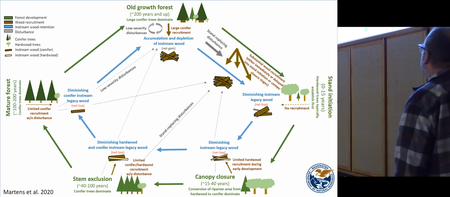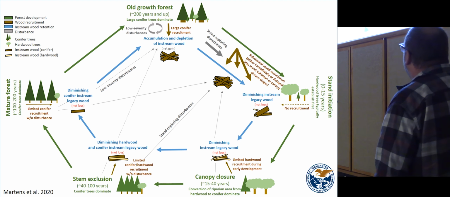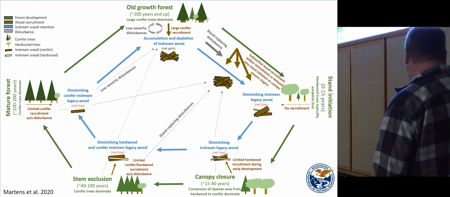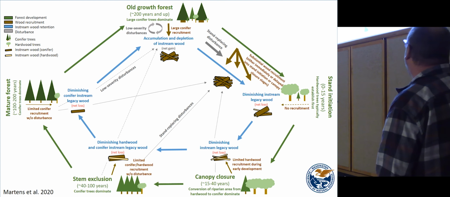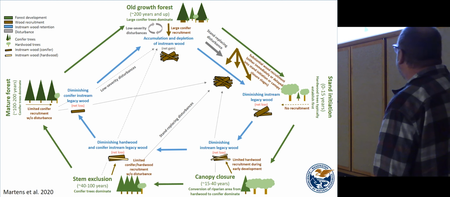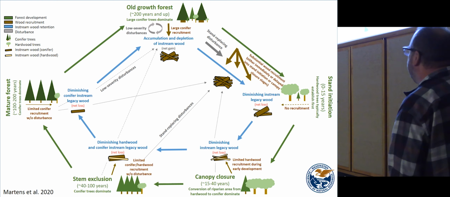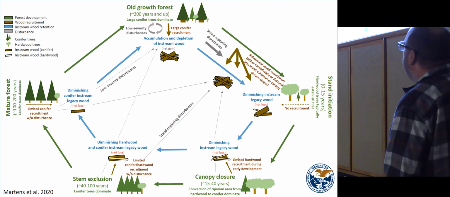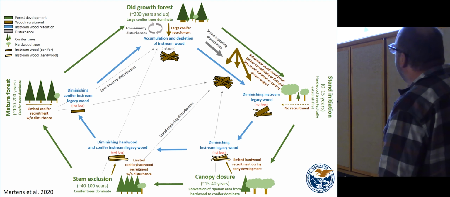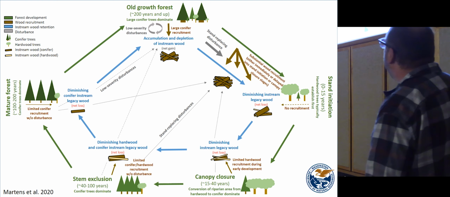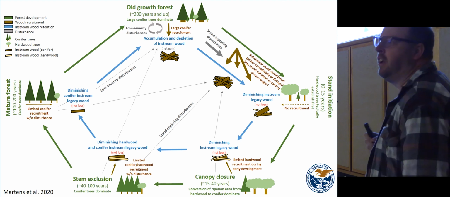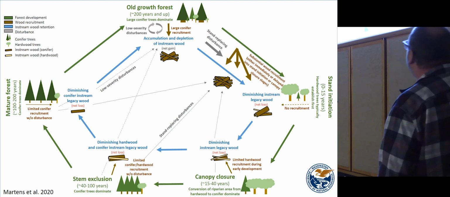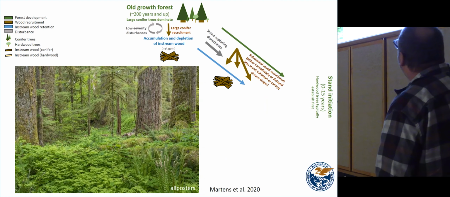It goes into canopy closure stage, which is about 15 to 40 years, where you're not getting a lot of hardwood or recruitment, and what recruitment you're getting is mostly hardwood. Then you go to stem exclusion stage, which is 40 to 100 years. You're still getting a net loss. And even in the mature forest, you've got large trees, but they're still in the forest and not in the stream, helping things out.